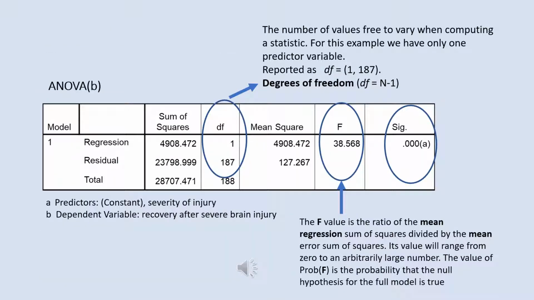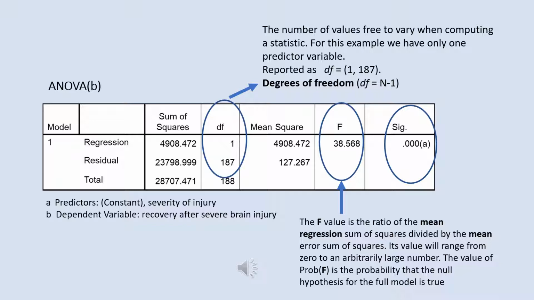Another component of the regression output is the ANOVA. We'll go into more details on ANOVAs in our next chapter. But on this particular table, there are a couple things to pay attention to. One is the degrees of freedom, which we've discussed is the number of values that are free to vary when computing a statistic. So for this example, we only have one predictor variable, and that is severity of injury.